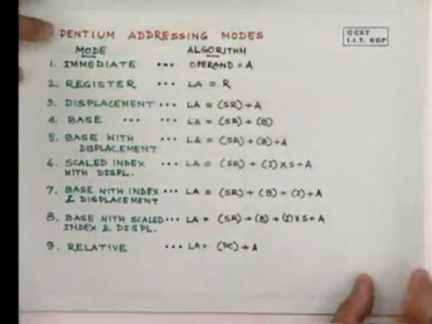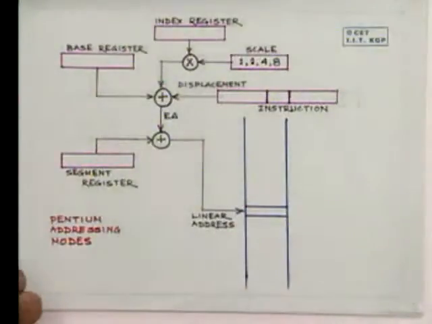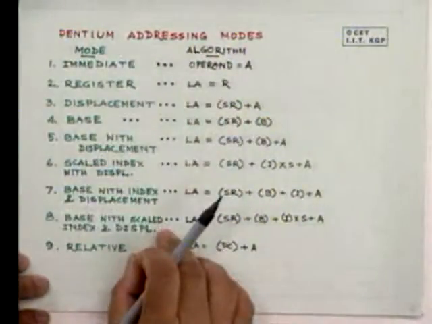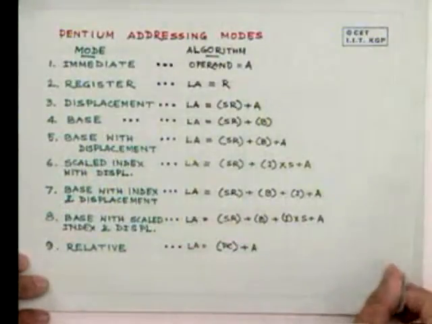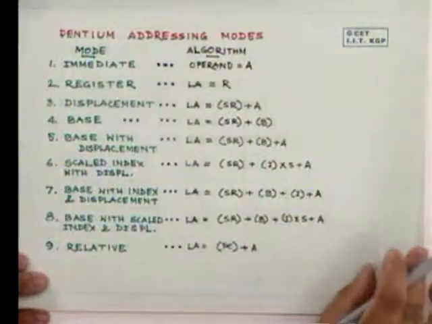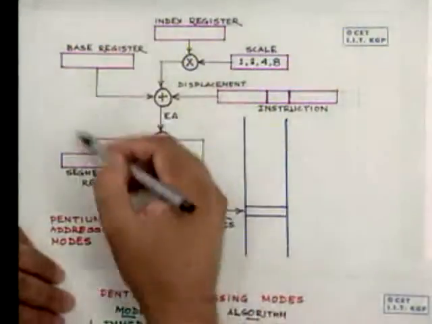The relative address is simple: you take the content of the program counter and add the displacement to it. What I suggest is that you take this diagram and these addressing modes, and see how the linear address can be computed from the arrangement that has been shown here.